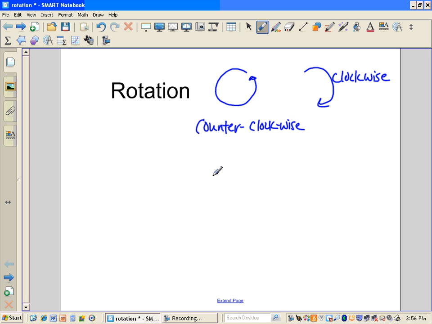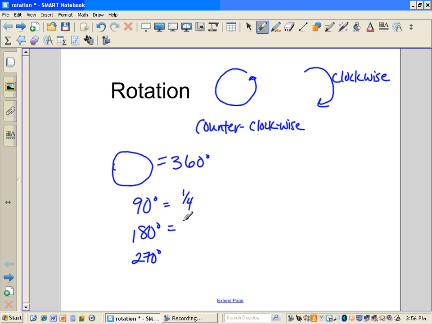And so we're going to go in degrees. Remember, a circle has 360 degrees. So we talk about rotating 90 degrees, 180 degrees, and 270 degrees. 90 degrees would be a quarter of the way. 180 degrees would be half the way. And 270 degrees would be 3/4 of the way around. And this all depends on where you start.